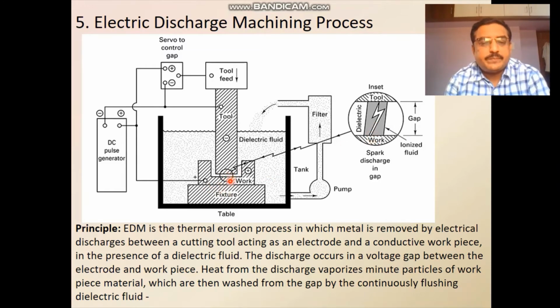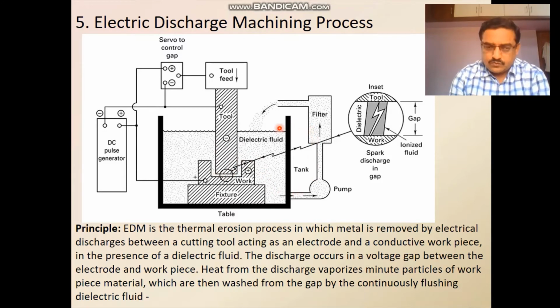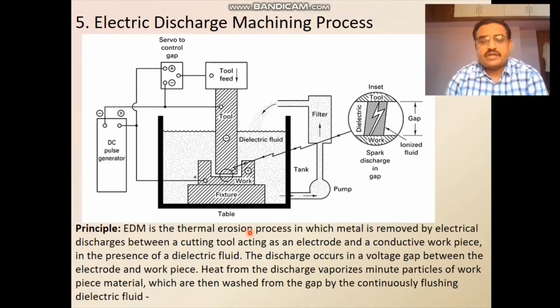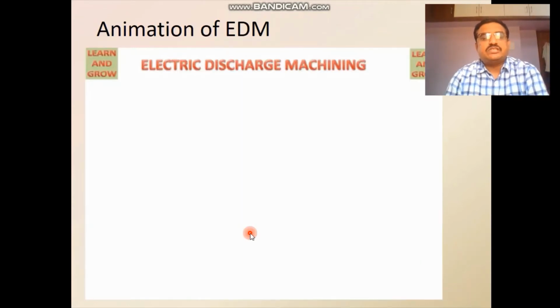so that the workpiece gets vaporized. Melting and vaporization of the work takes place, which removes the material, and this material is flushed out with the dielectric fluid supplied through the pump and filter system. So this is the working of this EDM process. You can also see the animation of the electric discharge machining.